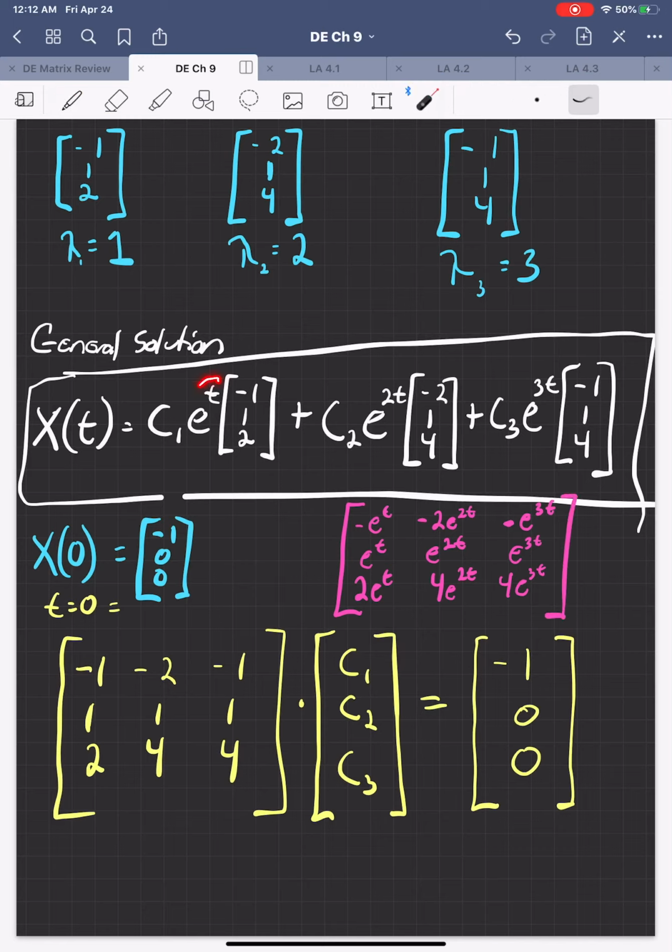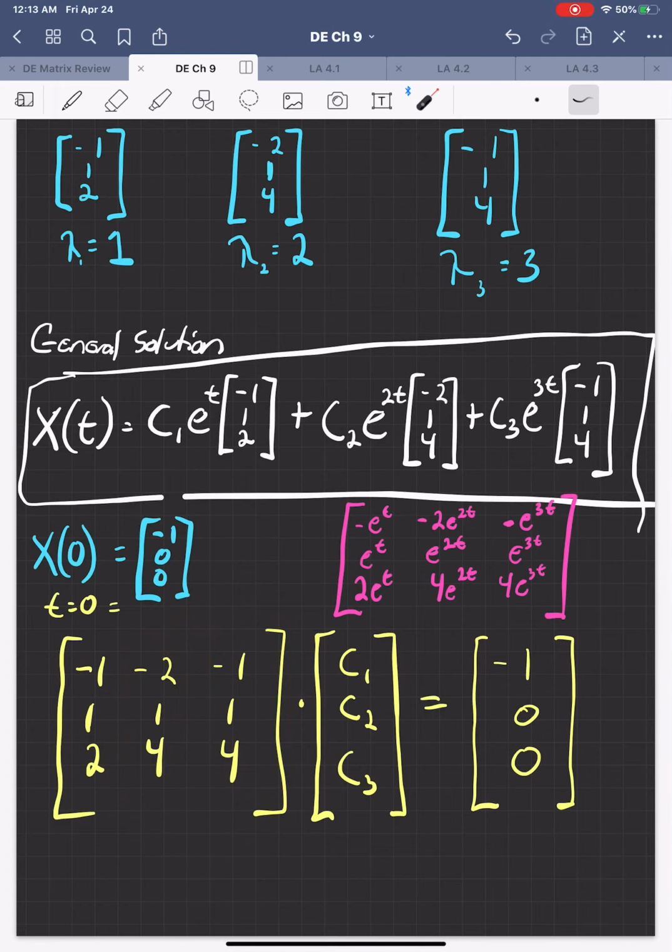So if we say e to the t times negative 1, we get negative e to the t. If we say e to the t times positive 1, we get e to the t. If we say e to the t times 2, we get 2e to the t. You're with me on how these columns were formed. Now, it just so happens that if you let t equal 0, in this case, we end up with negative 1, 1, 2, negative 2, 1, 4, negative 1, 1, 4.